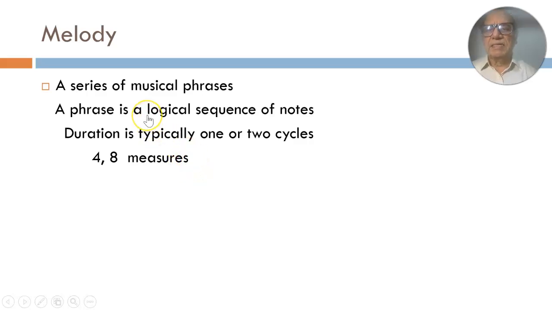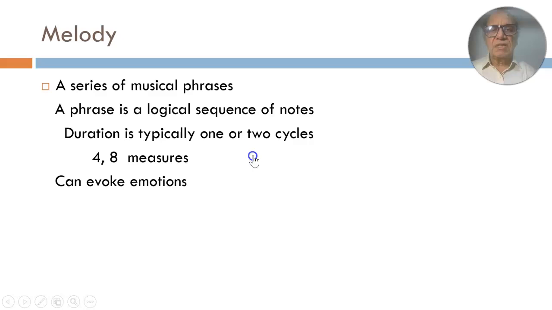All right. Let us now answer what do we mean by the logical sequence of notes. So logical sequence means it creates a melody which sounds good to the ear. It evokes some emotions. So that is the meaning of this term logical.